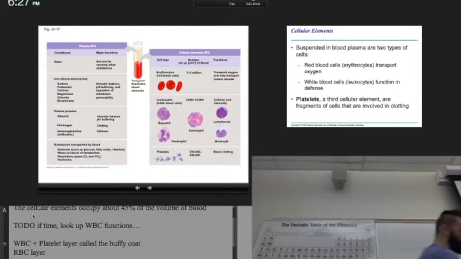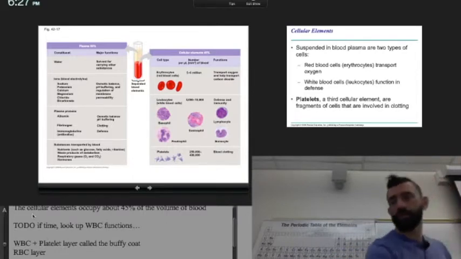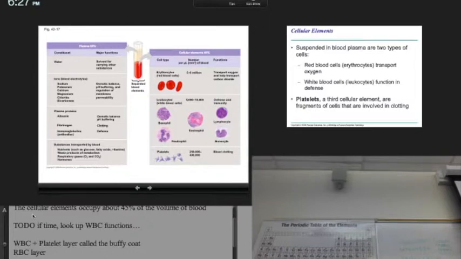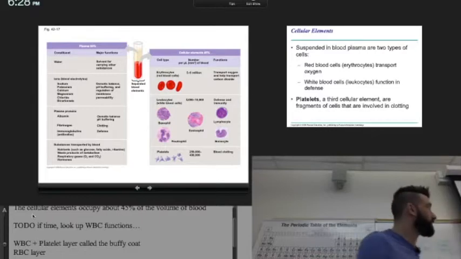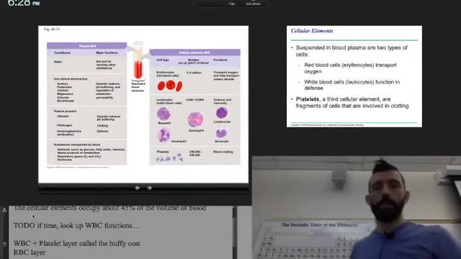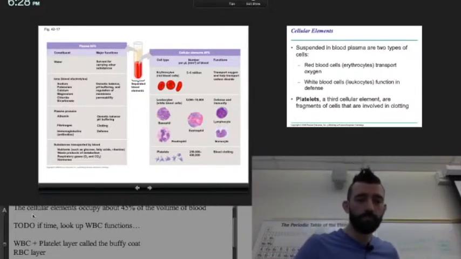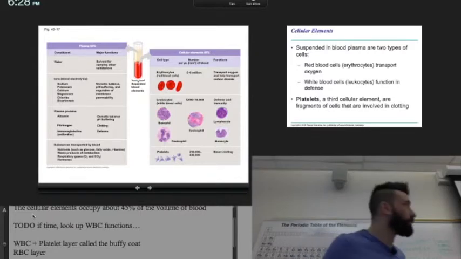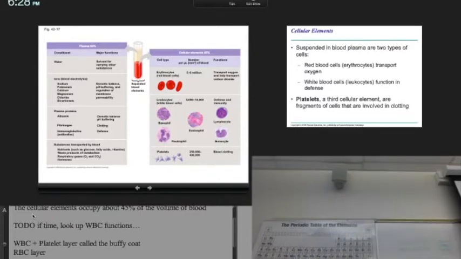The layer missing from this figure, but present in the new edition of your textbook, is a layer between these two called the Buffy Coat. And the Buffy Coat contains the leukocytes and the platelets. Leukocytes are all white blood cells. White blood cells have different tasks. And then platelets are fragments of cells, and they're involved in clotting.